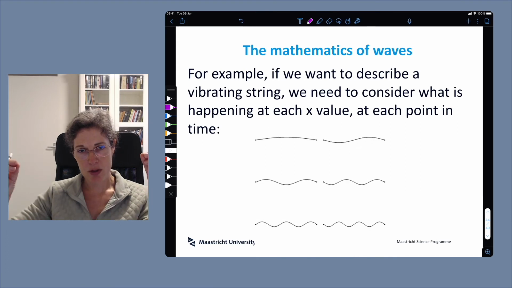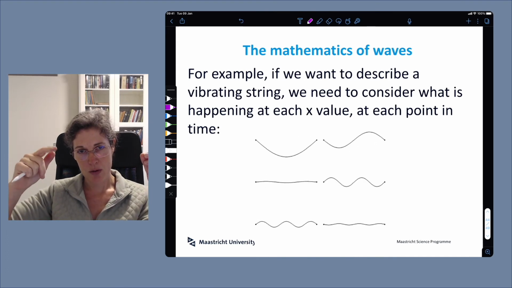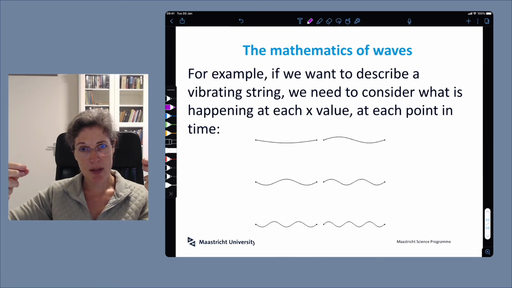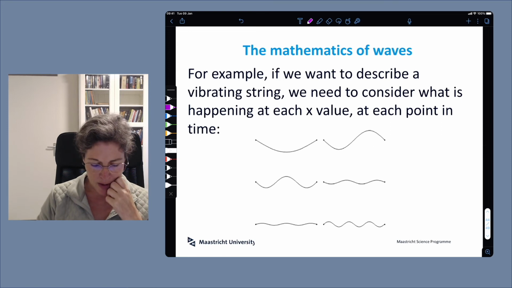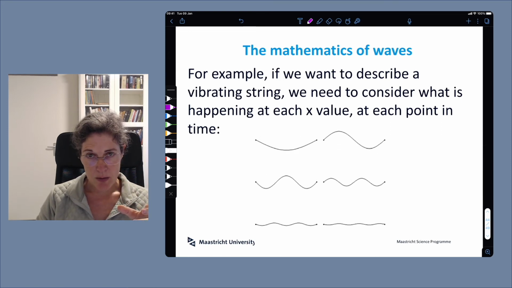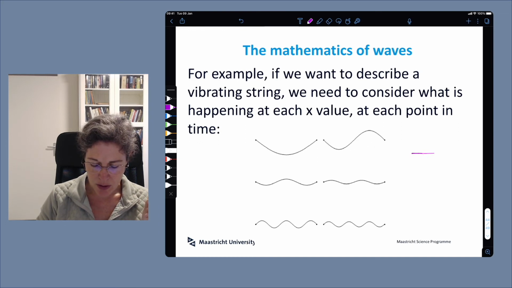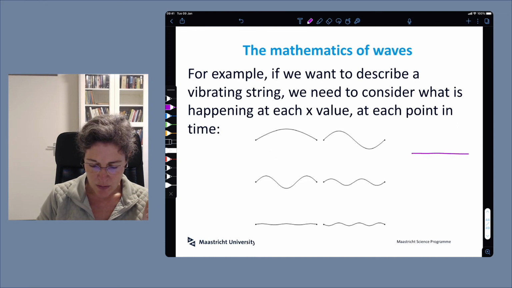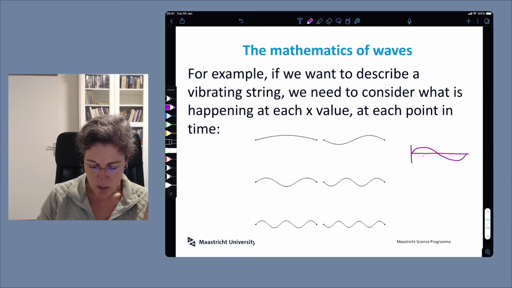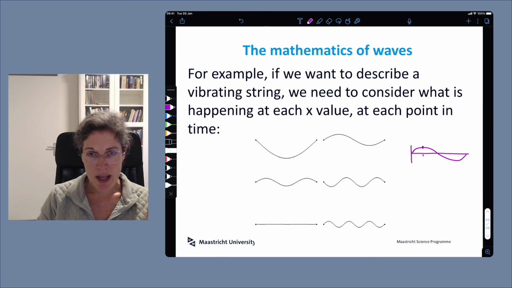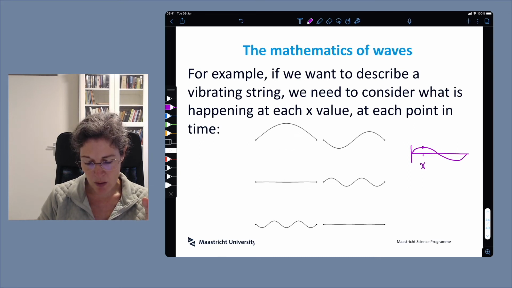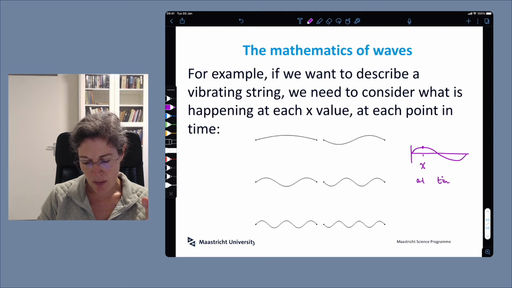We're imagining we've got a string and we're just going to go thunk and make it vibrate. How would we describe that mathematically? Well, if you think about it, we need to consider what's happening at each x value. So we need to be thinking about our string, and at some particular time, it might look like this. So we need to know what's happening at each x value, and that's happening at a particular time. So we need to consider each x value at some time t.